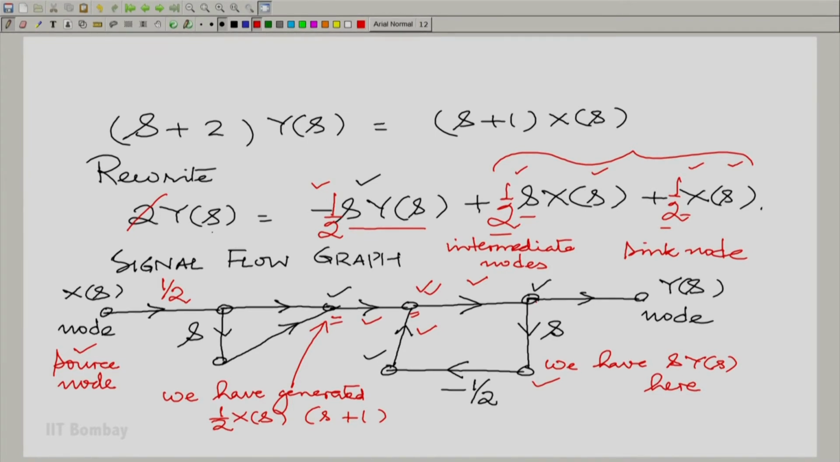Now, you notice something very interesting. There is a loop here. That means you have a set of directed edges which start at a given node and reach back the same node if you go around them. Start from this node, you come here, and then you come here, and then you come here, and you reach back here. So, this is an example of a signal flow graph which has feedback. There is a feeding back of the output towards the input side, and you are then combining some function of the input with it and generating the output.